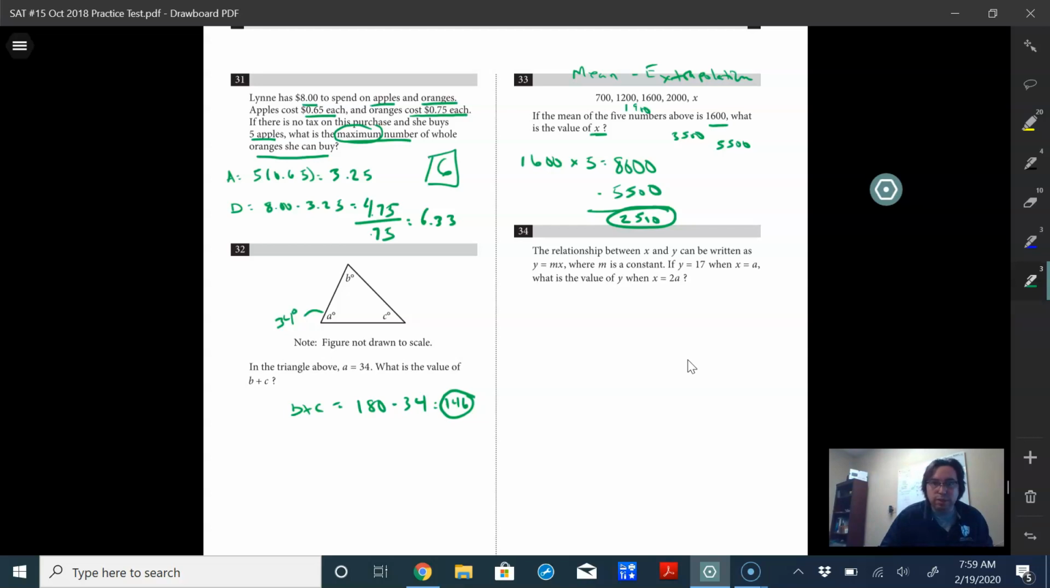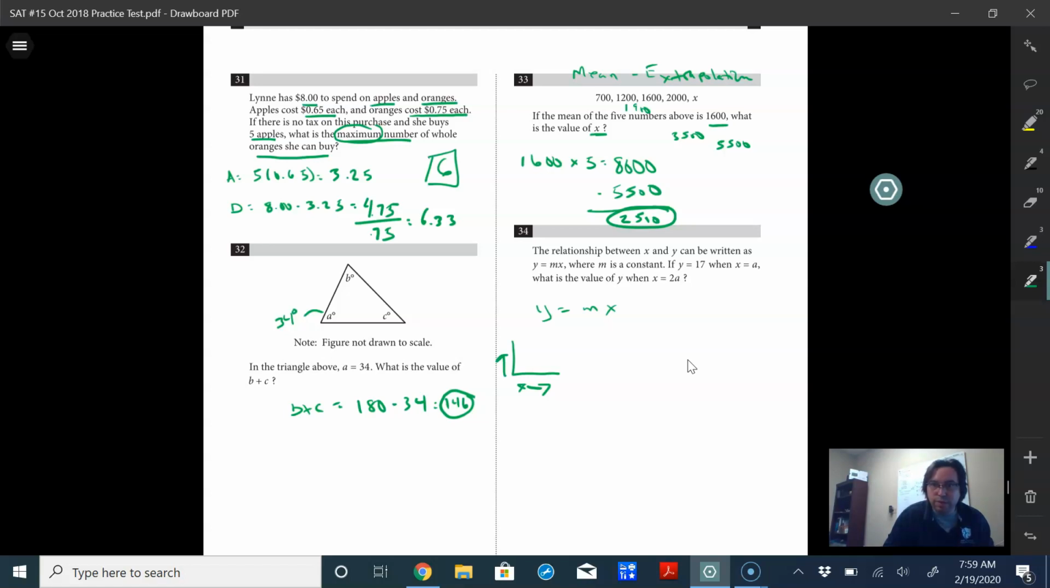Okay, so then let's look at number 34. 34 says the relationship between x and y can be written as y equals mx. So this is what we call a direct relationship. What that really means is as x gets bigger, so does y. Things can be written as y equals mx, where m is a constant.